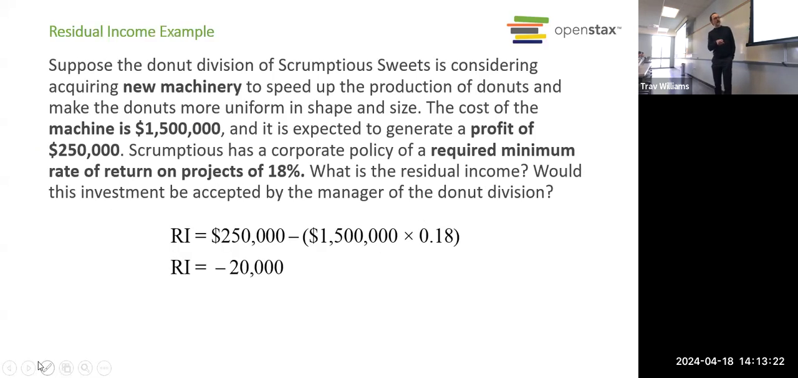And here was an example of that. If a certain investment gave us a return of $250,000, great. But we take what we had to invest to get that, times that required minimum rate of return, subtract that from the return, negative number, not good, right? So we should not actually do this. It does not meet our minimum required rate of return. So that would be one way we could screen out that particular investment.